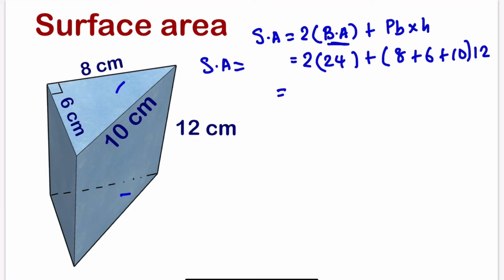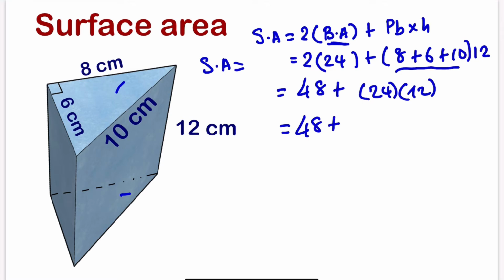So if we multiply these, we are going to have 48 plus, if we add all of these together, 24 times 12. So this will be 48 plus 24 times 12, which will give us 288. So if we add them up together, we are going to have 336 centimeters squared for the surface area.